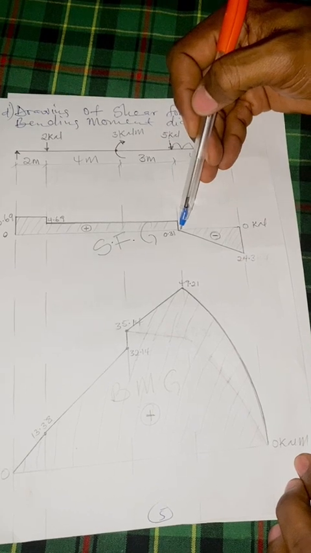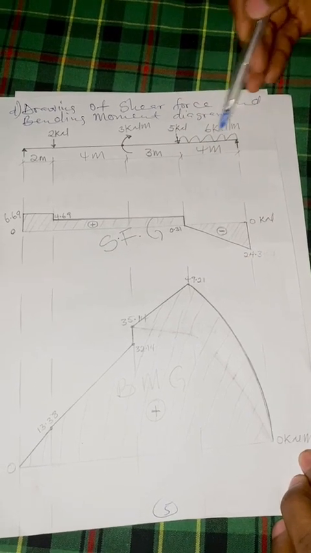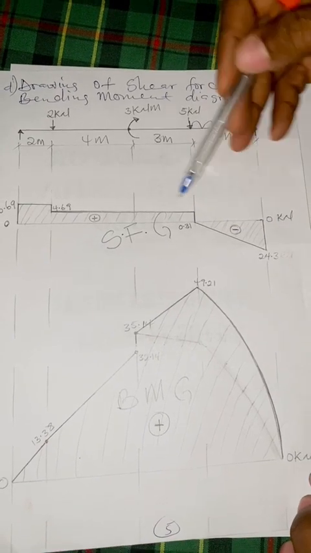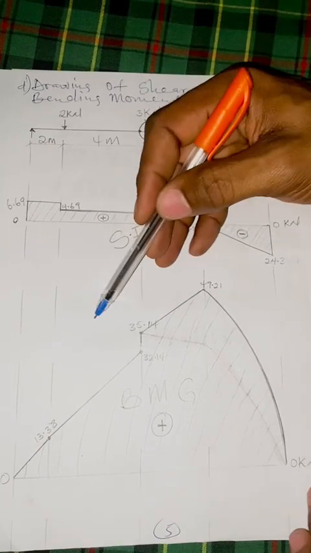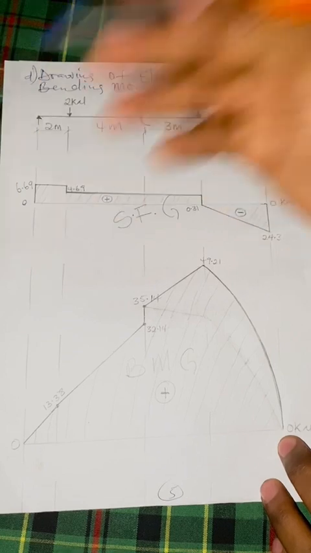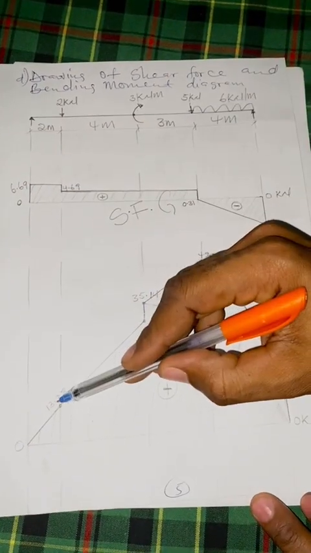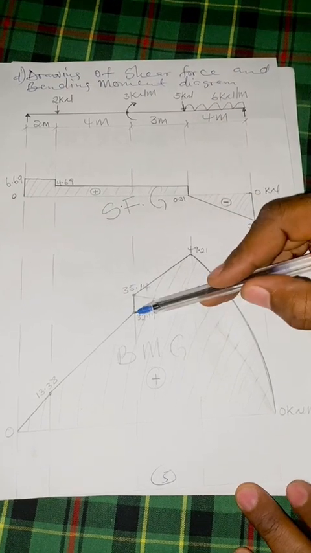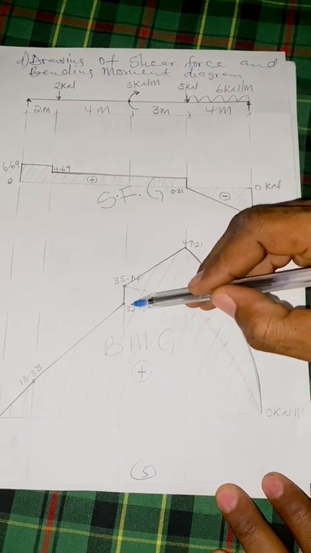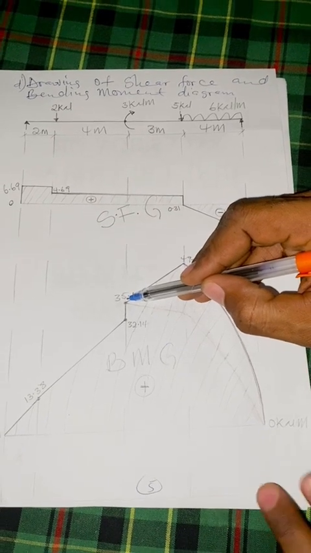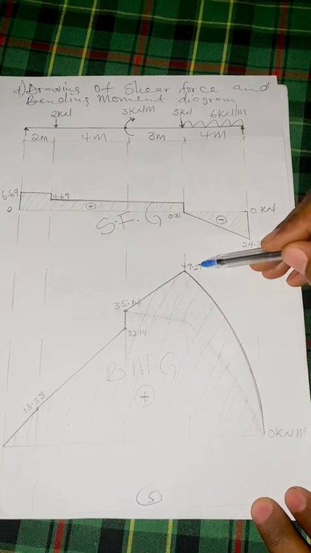Then you pull it down, and here is the UDL, so it affects it in a slanted form. Remember to use your values, and then you have your shear force diagram. For the bending moment, you use your values too. At this point you have 13.38. At the couple moment, you have 32 and 35. Remember we did it twice. Then the last one is 49.21.